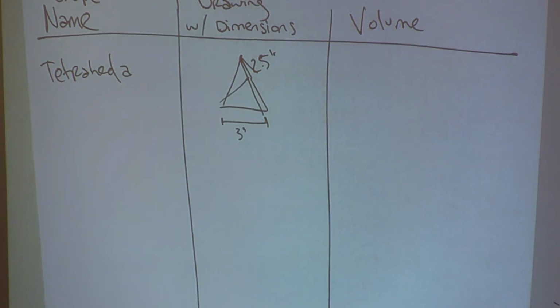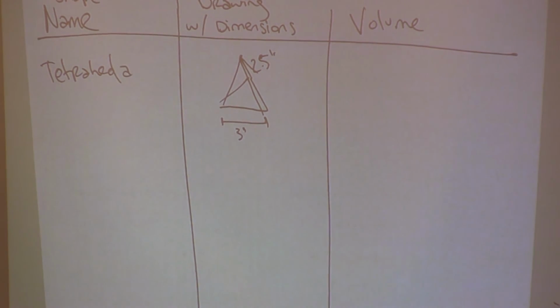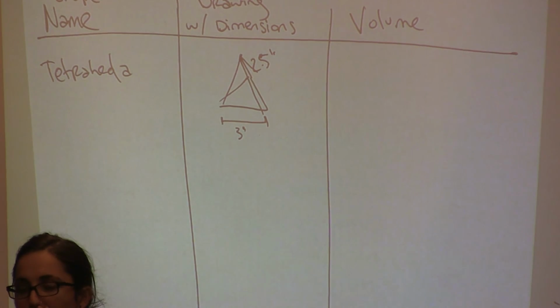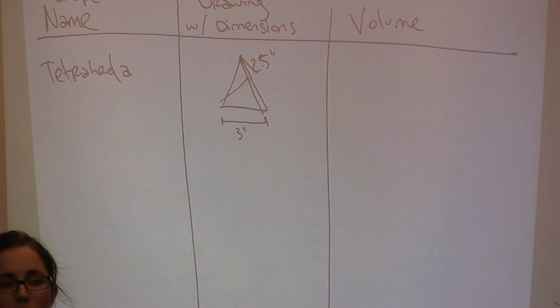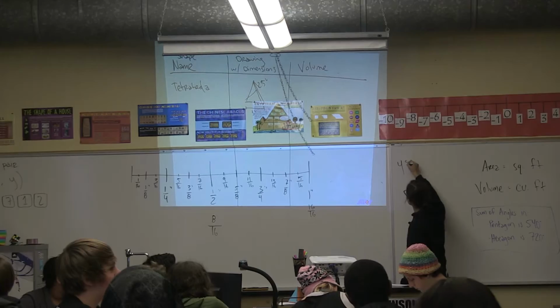Okay? What I want you to do right now, you have your shape. If you need to trade it in, I'm just going to warn you, the cone is the most difficult. You have right now 3 minutes to measure and find the volume of your shape. Ready, set, go.